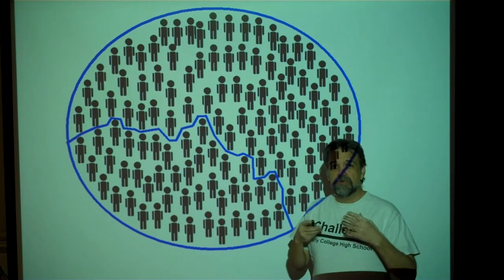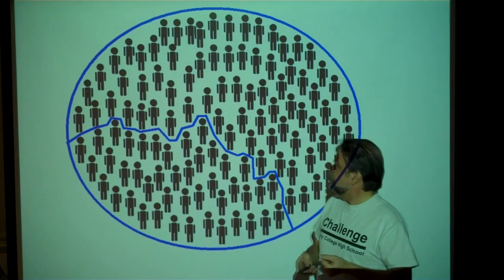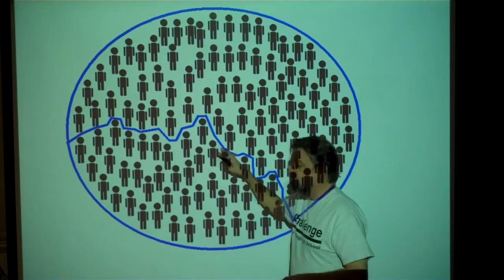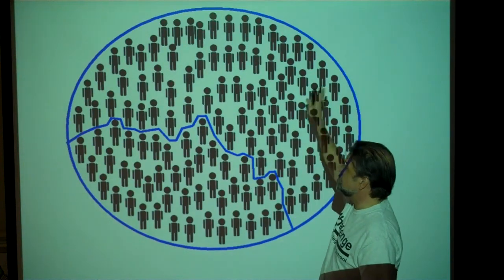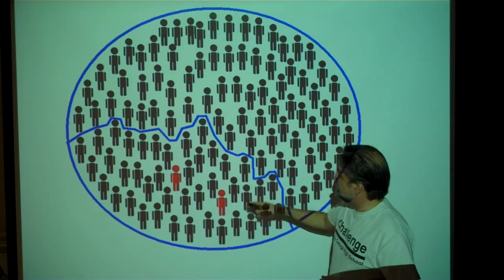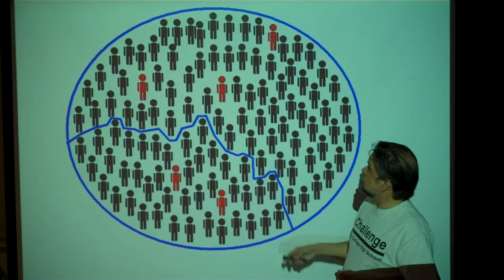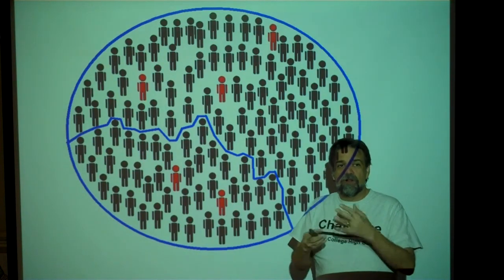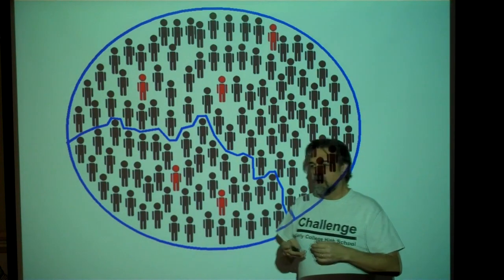So if I were doing a stratified random sample, I would look at this and I'd say, well, let's see, I think about 40% are in this group here, and about 60% are in this group here. So if I'm going to take a sample of five, I'm going to make sure that I get two down here, and then I'm going to make sure that I get three up here, so that way each of my strata are well represented. All right?